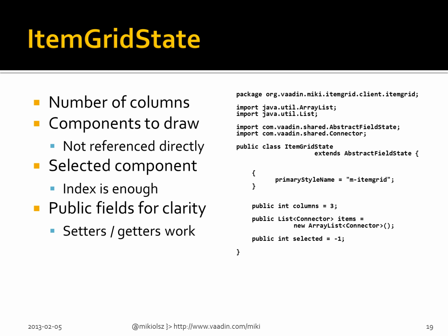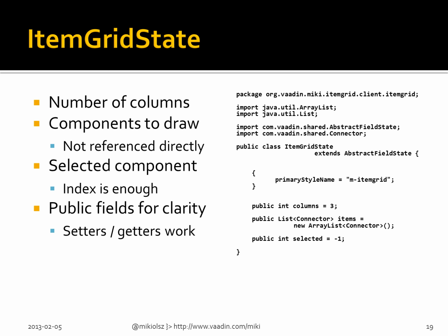So our grid state should probably store the number of columns we want to have in the grid. The number of rows is always of course automatic, because if we have 3 columns and 2 items, then we want to have 1 row, but if we have 4 items, then we want to have 2 rows. Of course we need to store the components we want to draw, and not directly but through this connector. We should store somehow the selected component, but it's enough if we store just an index of that, so that's okay.